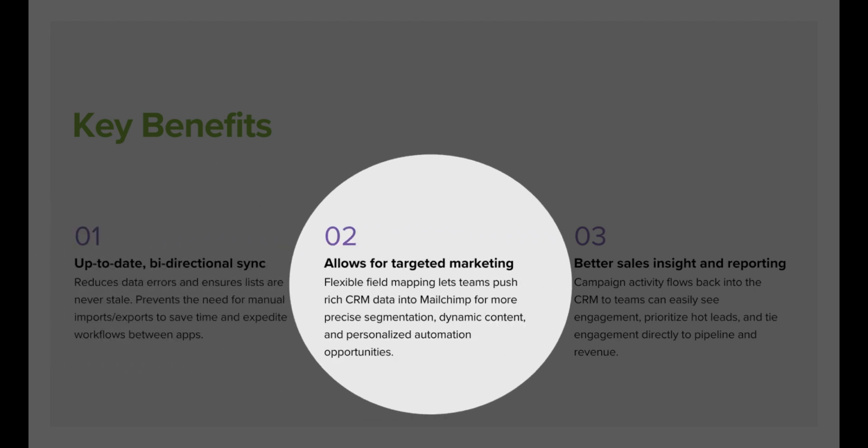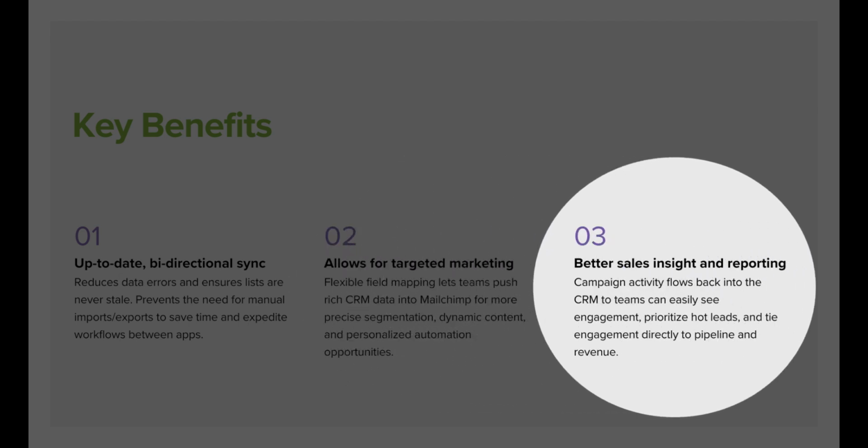Second, marketing can use CRM data to segment like they've never been able to do before. So things like industry, company size, stage of buying process, customer tier, whatever fields are in your CRM, SugarChimp can map those to Mailchimp. Now, marketing can segment campaigns based on real CRM data, and instead of generic email blasts, they can send highly targeted personalized campaigns, which can lead to higher open rates, higher click rates, and higher conversions.